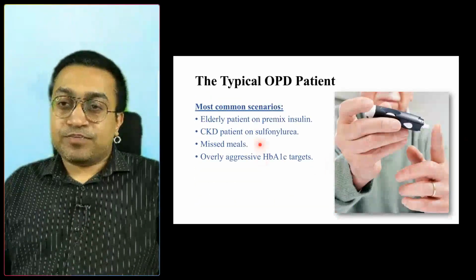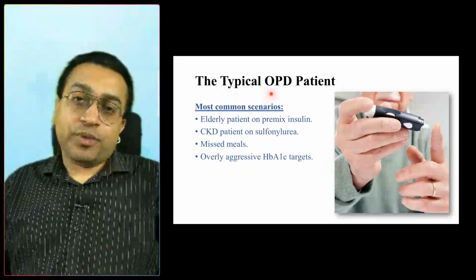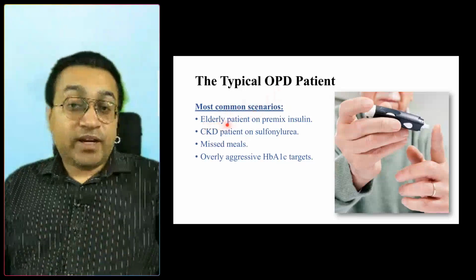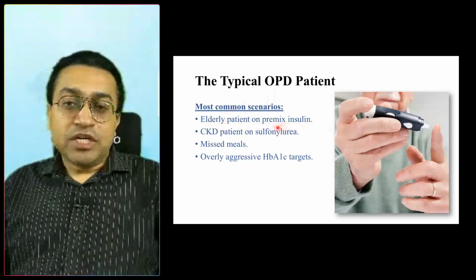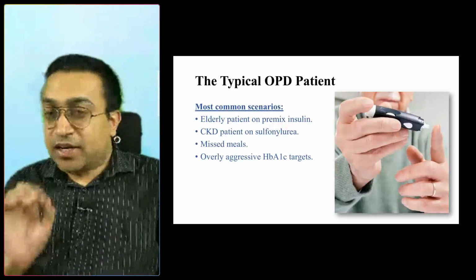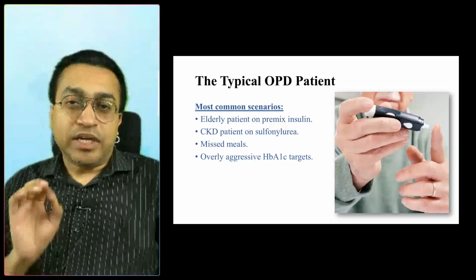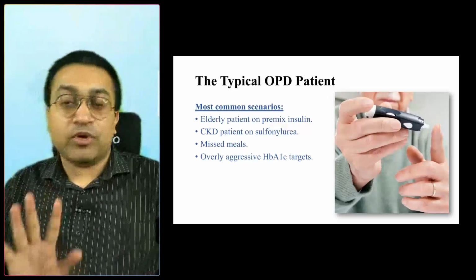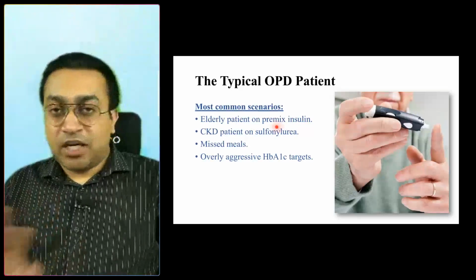Next, the typical OPD patient. The most common scenario, as I have discussed, is elderly patients on premix insulin. Elderly patients are the most common age group at risk of recurrent hypoglycemia in type 2. I'm talking about type 2. There are multiple reasons for it.